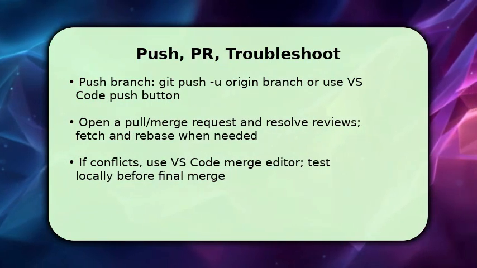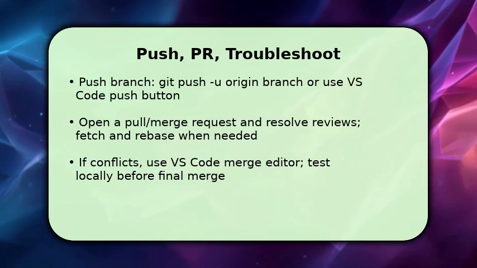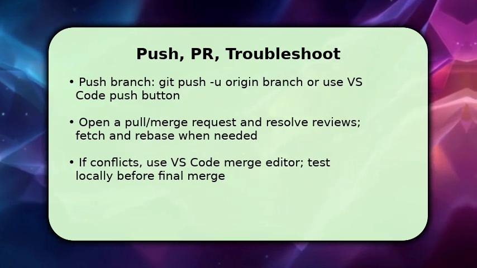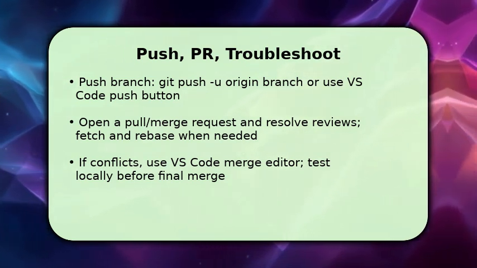Finish by publishing and integrating your work. Push the branch with git push -u origin branch or the VS Code push action, then create a pull request to merge into the target branch.